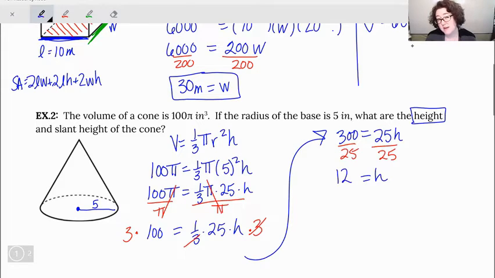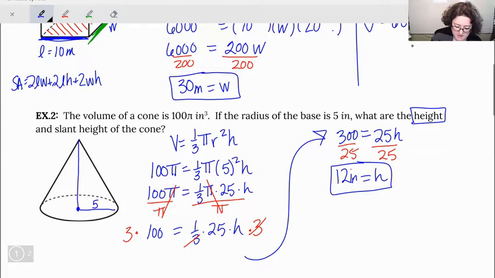Now, if we're looking at the height is 12, just a length, what do you think our units are going to be? Yep, those should just be inches, just like the radius was. So 12 inches is the height. Let's go ahead and label that. So there's my height of 12. Wait a second. Do you see another picture popping out at you on this now?